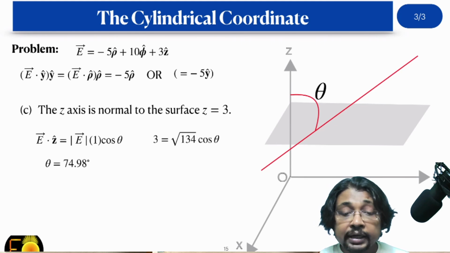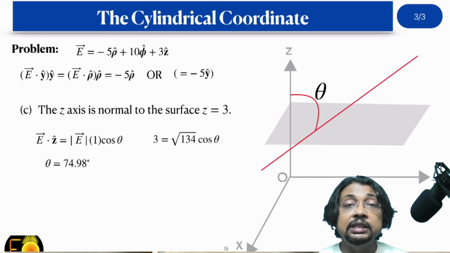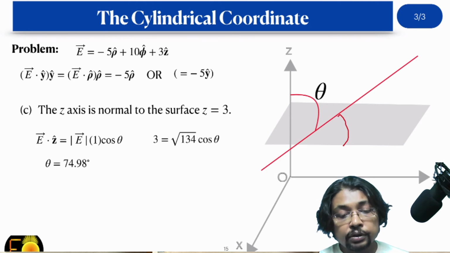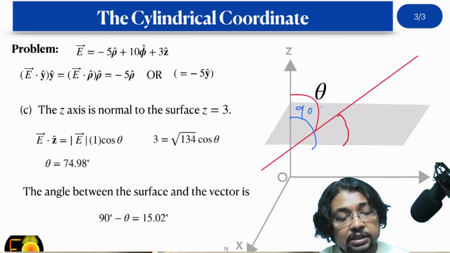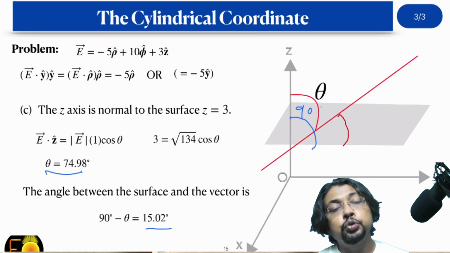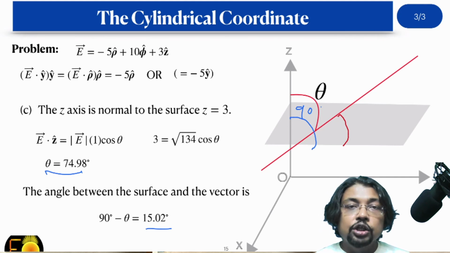That is 74.98 degrees, but that is the angle the electric field is making with the vertical z axis. Our requirement is to find the angle the electric field is making with respect to the surface, and that is nothing but 90 degrees minus theta, because this surface is making an angle of 90 degrees with respect to the z axis. So simply subtract the angle you have obtained from 90 degrees and you will get your answer, that is 15.02. So that's all.